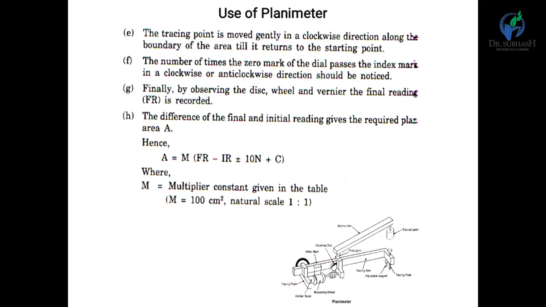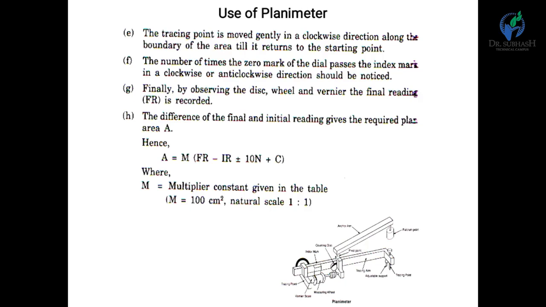So how can we use the planimeter to calculate areas? First, the tracing point is moved gently in a clockwise direction along the boundary of the area until it returns to the starting point. After that, we note how many times the zero mark of the dial passes the index mark in the clockwise and anti-clockwise directions. Next, we note the final reading and the initial reading of our wheel disc.